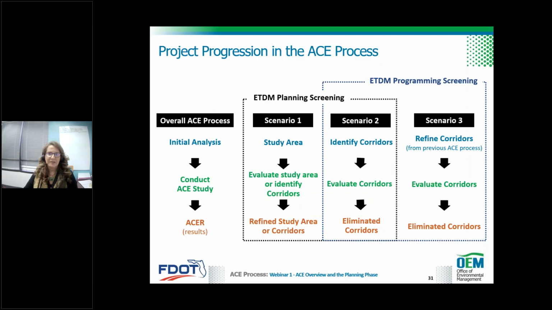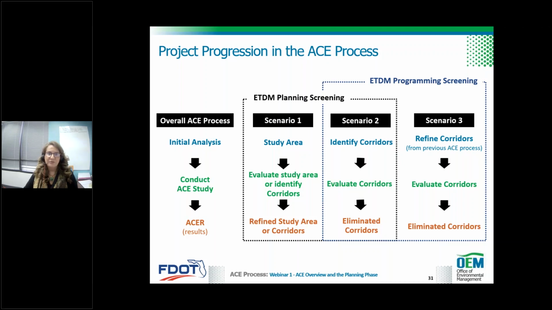Next slide. So the overall ACE process involves 3 main steps: initial analysis, conducting the ACE study, and documenting the results. And there's 3 options or scenarios that you might find yourself in, depending on where you are in the particular project. So in scenario 1, you're really just getting started. You don't have a lot of information available, and you might start the ACE process by defining the study area, identifying some initial corridors, and refining those corridors at the end as part of the documentation step.